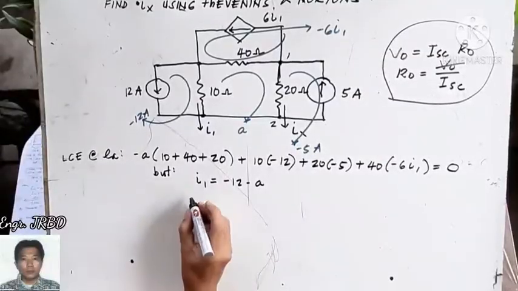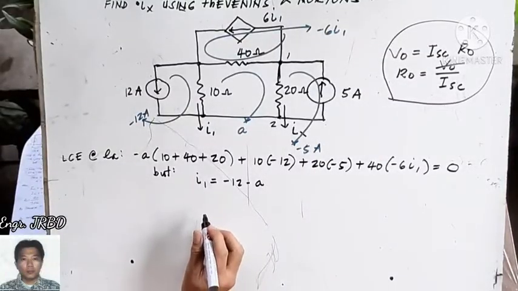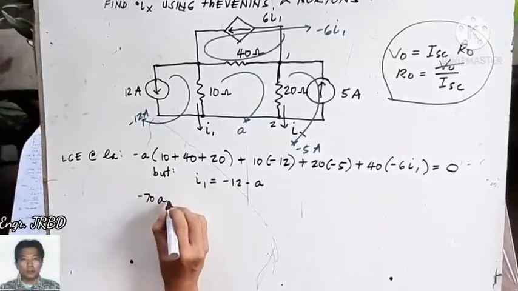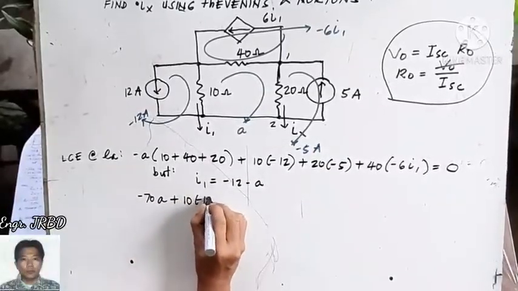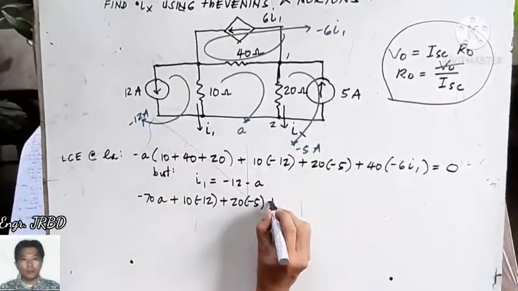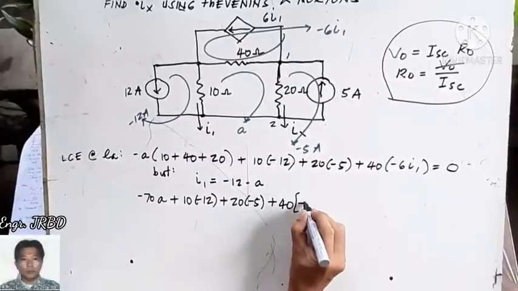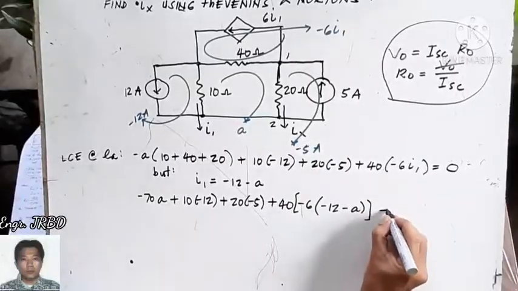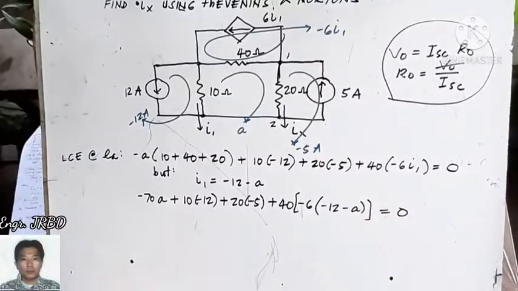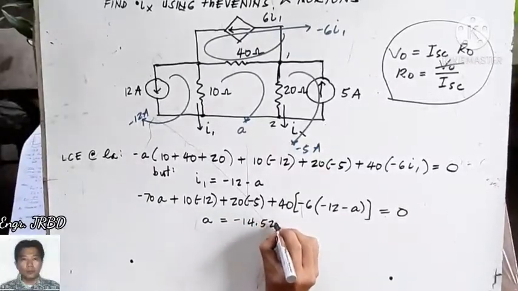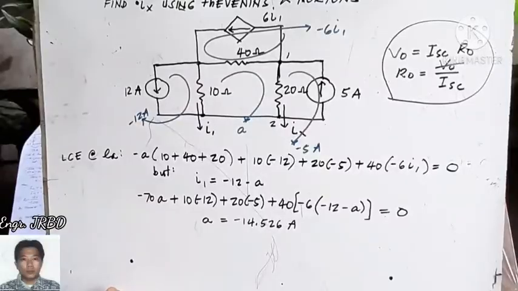So this is negative 70A, negative 70 times A plus 10 times negative 12 plus 20 times negative 5 plus 40 times negative 6 times I1, that is negative 12 minus A, and that is set to 0. And you can have the value of A if you try to simplify this, negative 14.526 amperes. Okay?